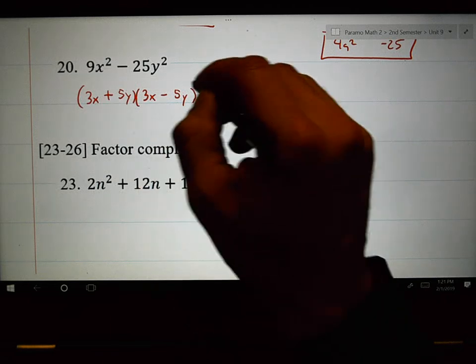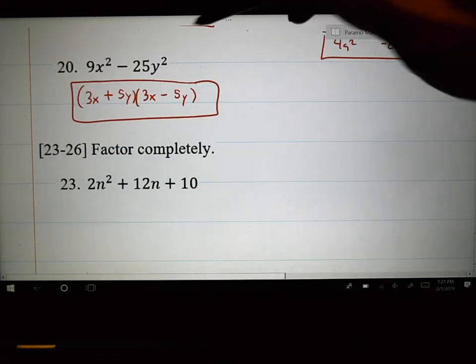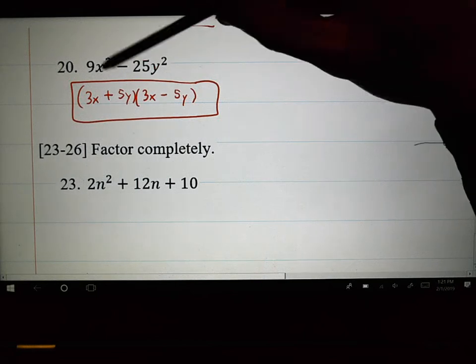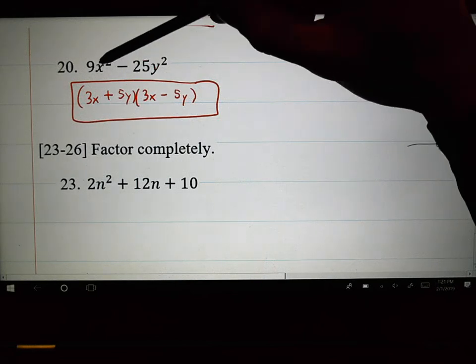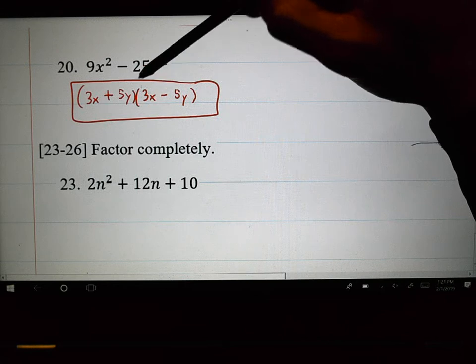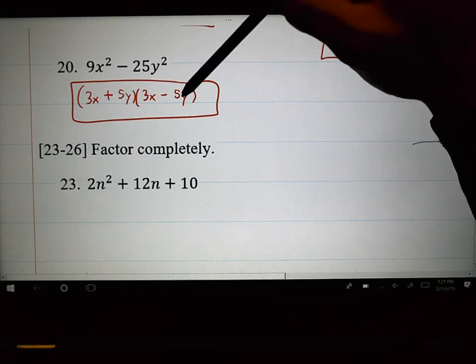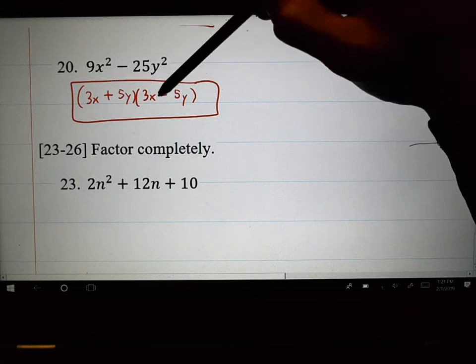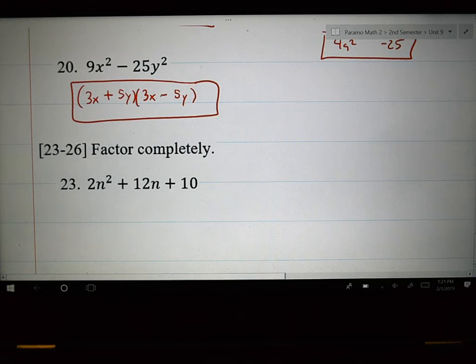This is the answer. For every difference of squares, when you see a difference of squares, it's the square root of this one times itself, square root of this one times itself, and 1 positive and 1 negative in the parentheses. It turns into a binomial times a binomial.